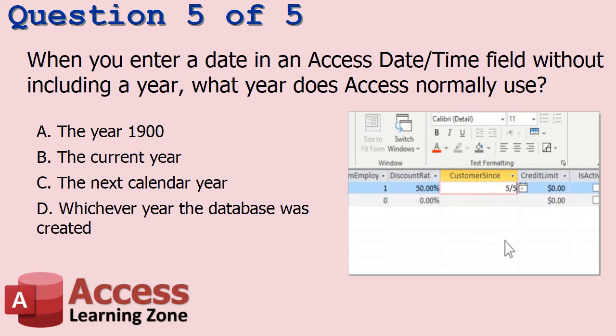And question 5. When you enter a date in an Access date time field without including a year, what year does Access normally use? The year 1900, the current year, the next calendar year, or whichever year the database was created.